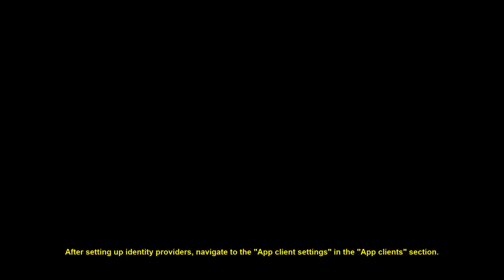After setting up identity providers, navigate to the App Client settings in the App Client section. Enable the identity providers you wish to use and configure callback URLs for your application. Specify any sign-out URLs as well. Save changes to apply your settings.